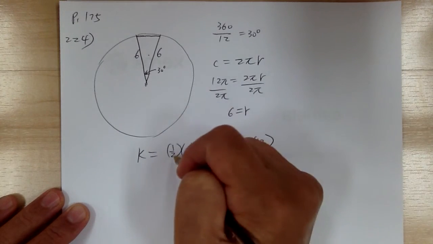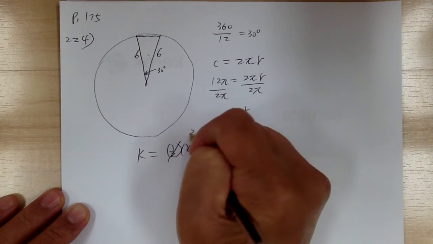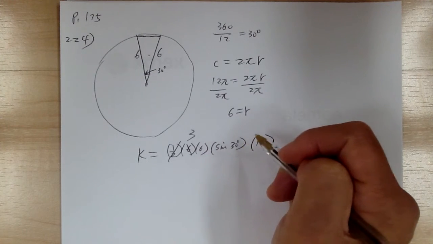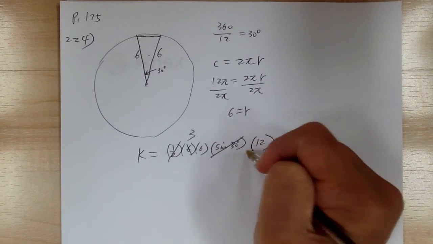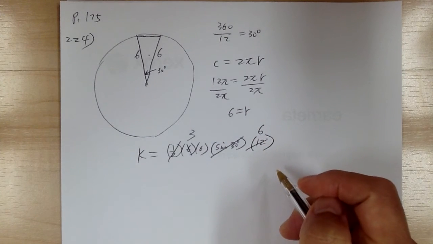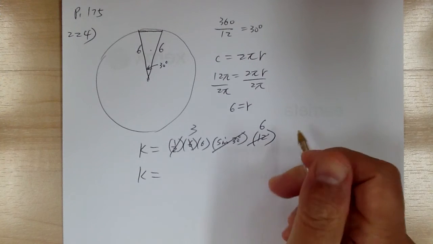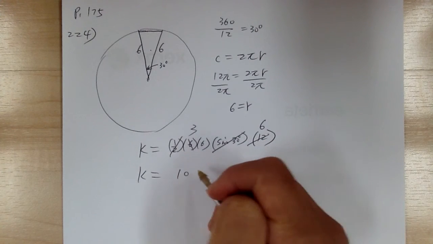So this one cancels with this. Now sine of 30 degrees is 1/2, so the 1/2 cancels out with that, you get 6. And so K will equal, okay, so it would be 108.